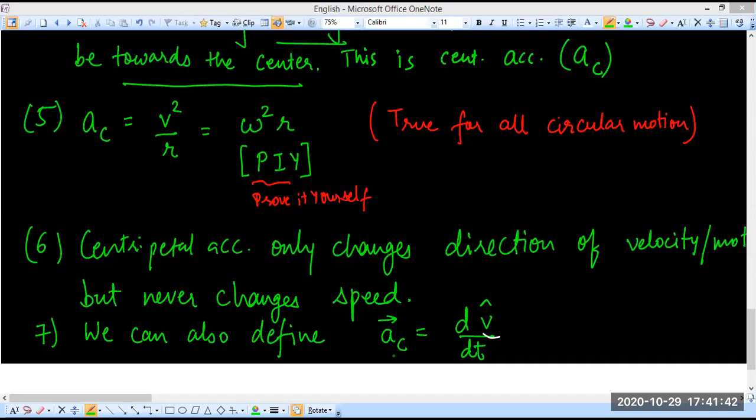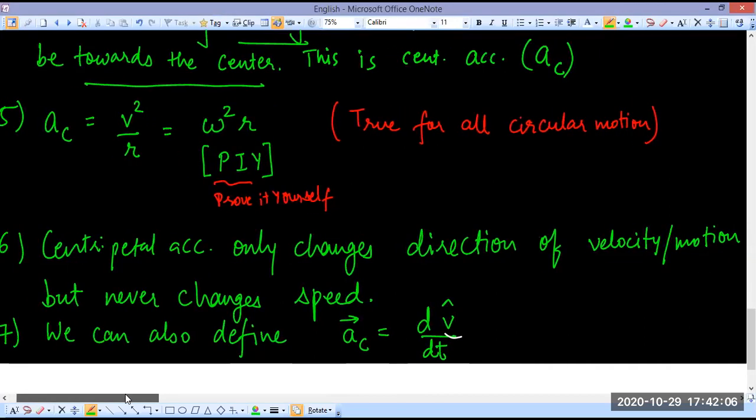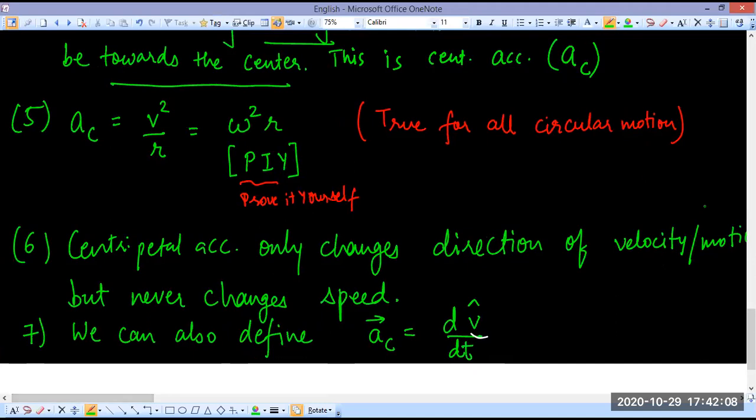Centripetal acceleration only changes the direction of velocity. So it is the rate of change of direction of velocity. Okay. Right? It has nothing to do with speed. Centripetal acceleration does not change speed. Okay. Fine. So that's it. That is a great summary of uniform circular motion.